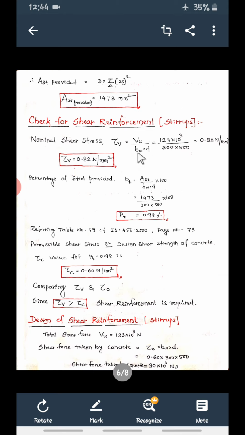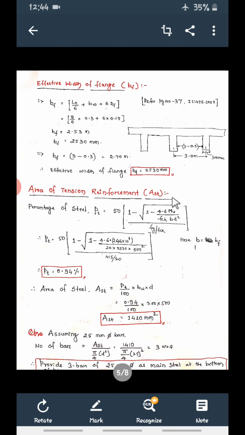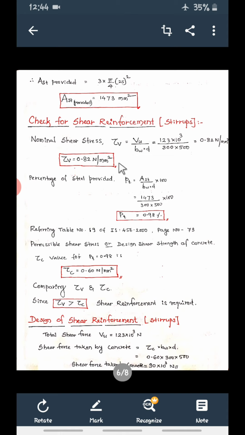Again B means BW. Only while calculating the percentage of steel do we have to substitute BF. Otherwise, in all the formulas, it is BW only. Remember. So VU upon BW into D, BW is the width of web 300, effective depth is 500. So the nominal shear stress tau V is 0.82 Newton per mm square.